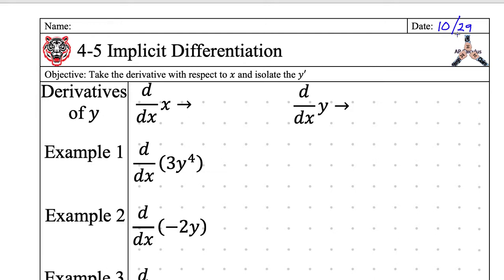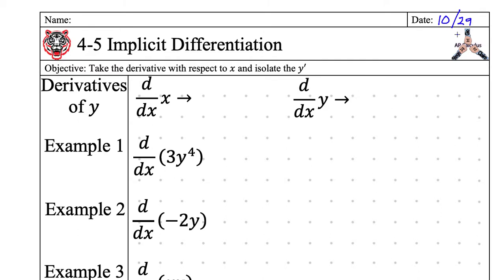So what is our objective today, someone? Take the derivative with respect to x and isolate the y prime. Exactly. All right, so let's talk about what we're... the notation can be confusing, so let me make sure I have that correct.